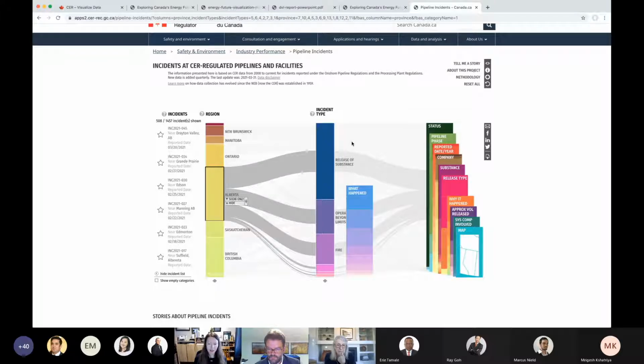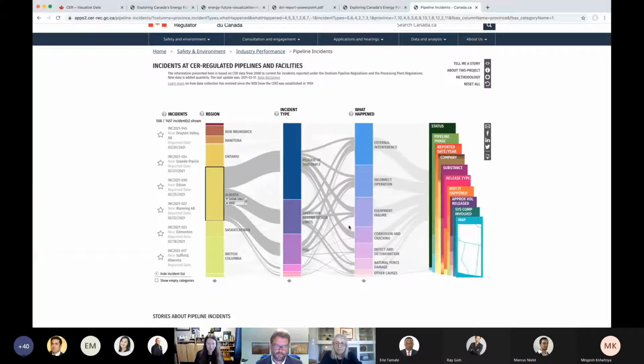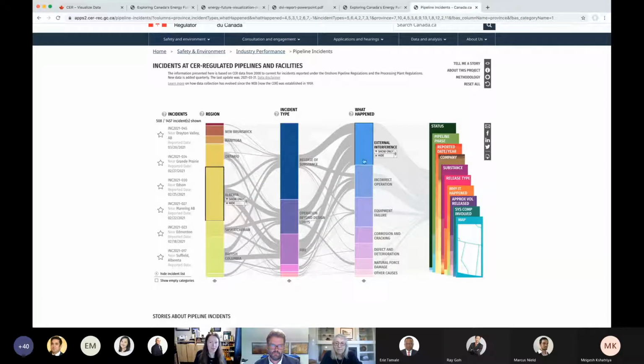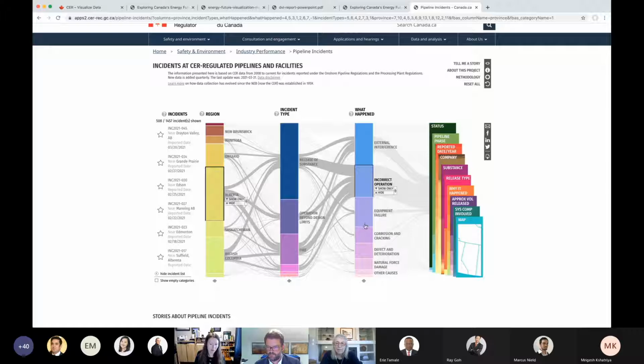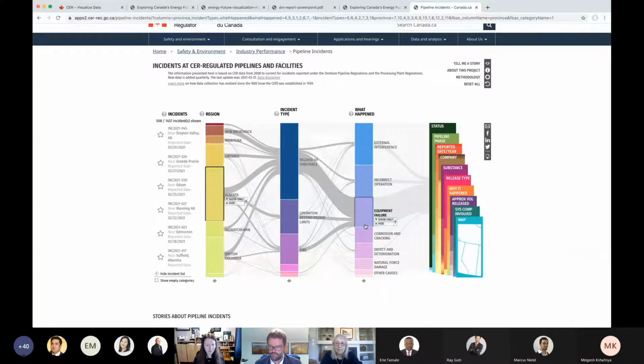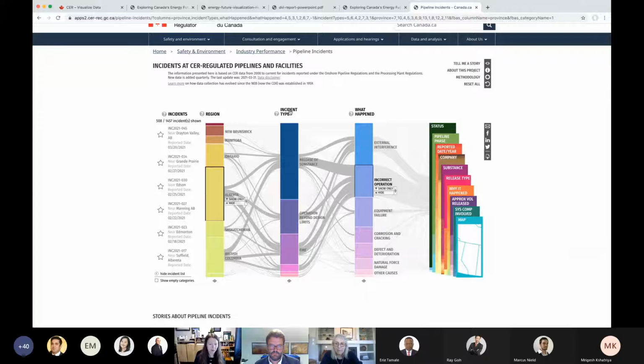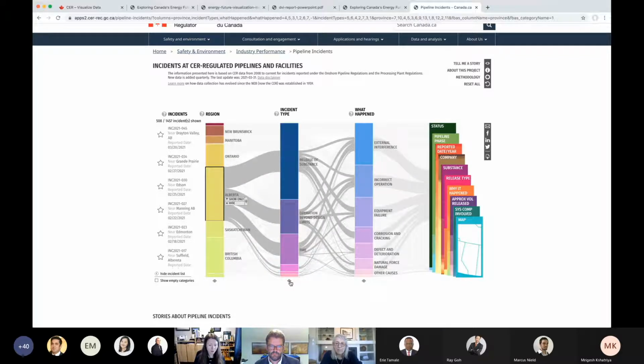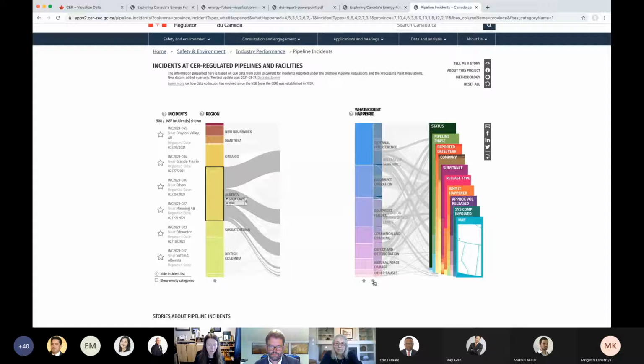So I can bring in the what happened column. And apologies for being a little bit slow. I think my computer is kind of suffering under the weight of Teams here, but hopefully this gets in there. Yes. And so then you can start to see what kinds of incidents are the most common. Generally you'll have external interference followed by incorrect operation and equipment failure, and so on and so forth. So these are columns you can play around with. You can move these around depending on what you're interested in.